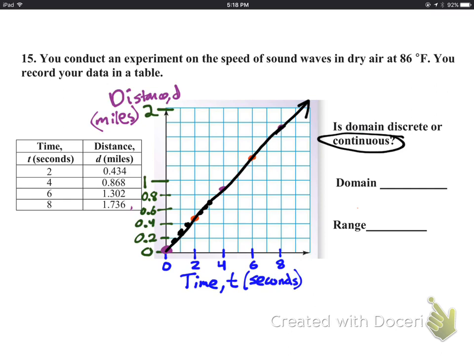Now, is this domain discrete or continuous? It's continuous because it's all connected. The domain looks just like the last one. And the range also just looks like the last one as well, because the time can start at 0 seconds and go all the way up, and the distance can start at 0 miles and go all the way up from there.